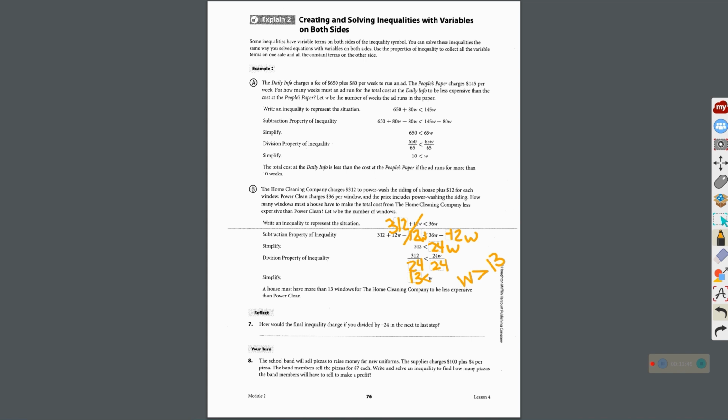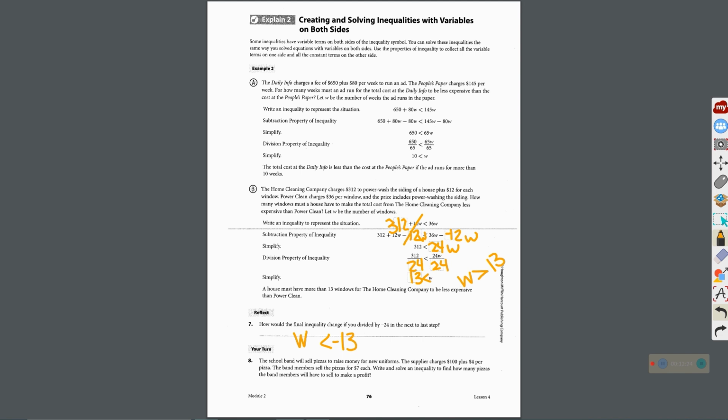How would the final inequality change if you divided by negative 24 in the last step? Then we would have the symbol facing the other way. So we would have W is less than negative 13, because we would divide by a negative, leaving us with negative 13, and we would change the symbol. And it wouldn't make sense for it to be less than negative 13 weeks. So we would just say that they would never be less expensive.